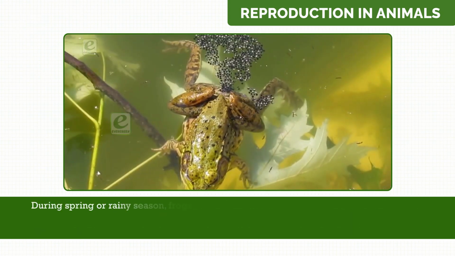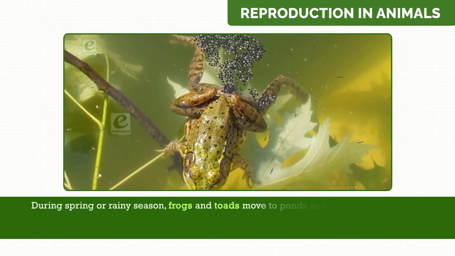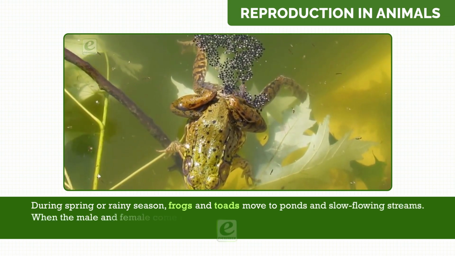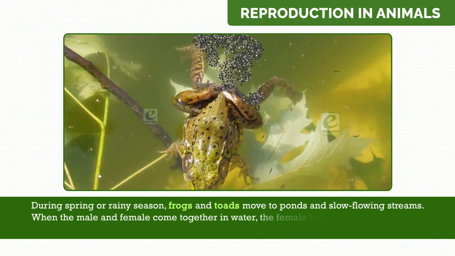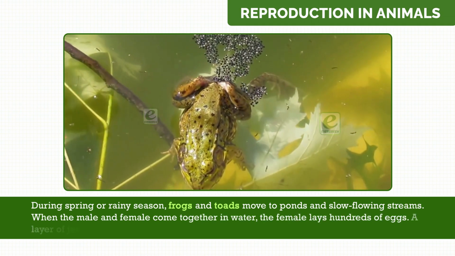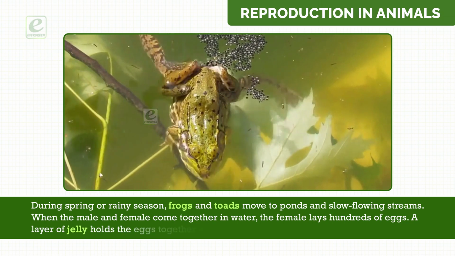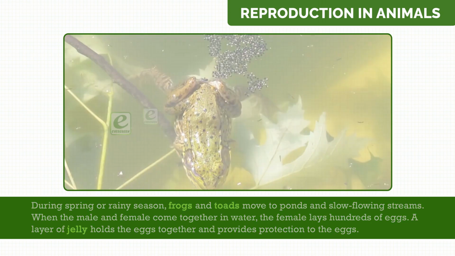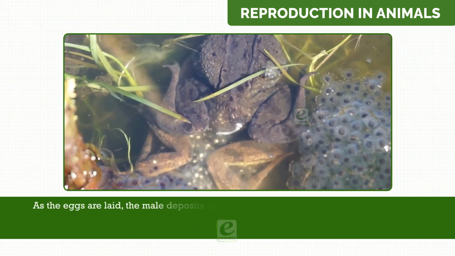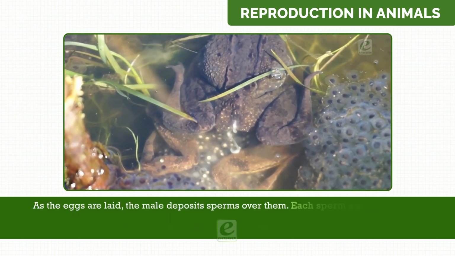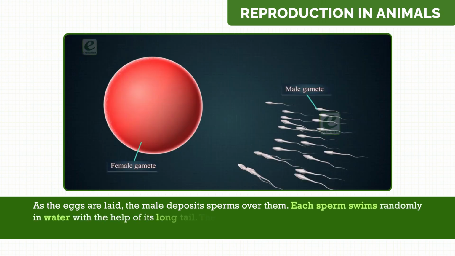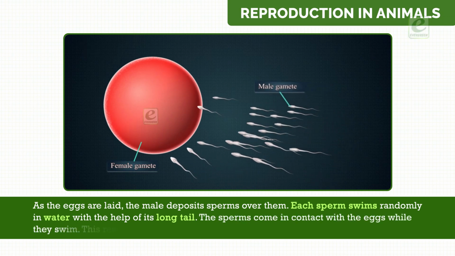During spring or rainy season, frogs and toads move to ponds and slow-flowing streams. When the male and female come together in water, the female lays hundreds of eggs. A layer of jelly holds the eggs together and provides protection to the eggs. As the eggs are laid, the male deposits sperms over them. Each sperm swims randomly in water with the help of its long tail. The sperms come in contact with the eggs while they swim.